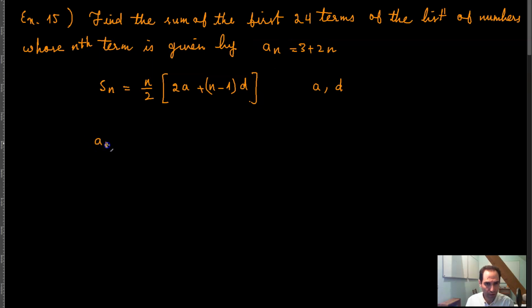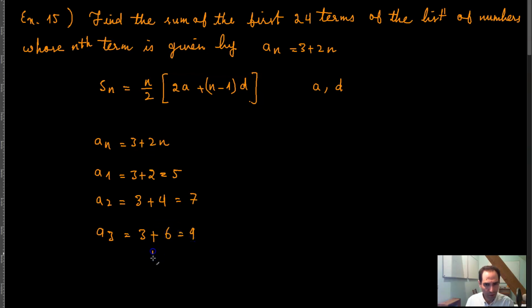Now the nth term of this list of numbers is given by this rule, a of n is equal to 3 plus 2n, which means that a of 1 is equal to 3 plus 2, which is equal to 5. a of 2 is equal to 3 plus 2 times 2, which is 4, which is equal to 7. a of 3 is equal to 3 plus 2 times 3, which is 6, which is equal to 9, and so on and so forth. That means that the list of numbers is 5, 7, 9, and so on. Which means that here your a is equal to 5 and your d is equal to 2.